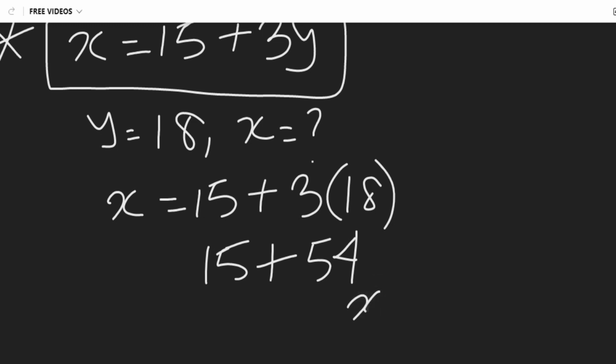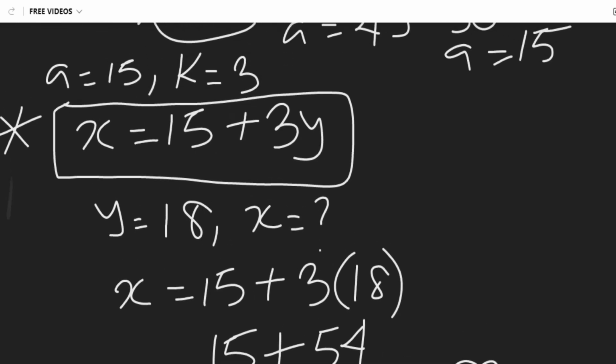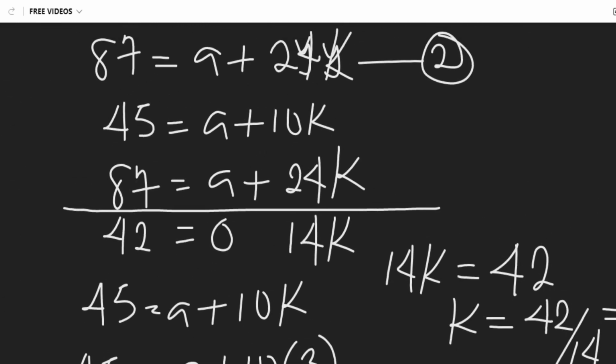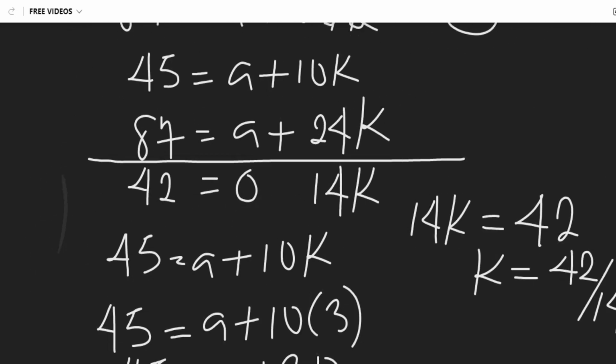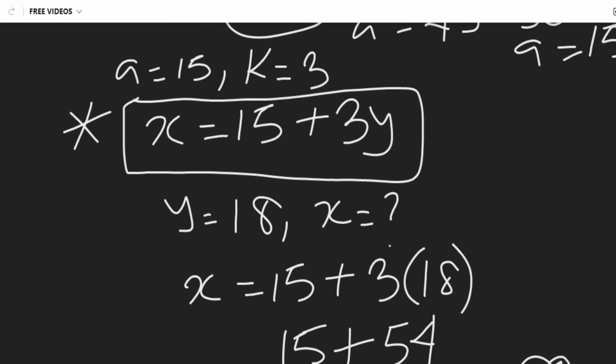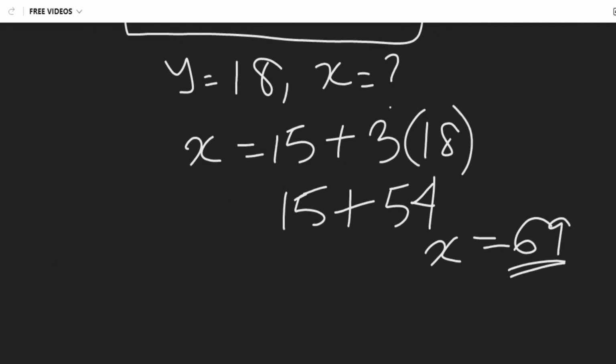So our x will be equal to 15 plus 54. That will give us 69. So the value for x is equal to 69. Now, this is a typical example of a question in partial variation. We're now going to consider another part of variation, and we are going to look at another similar question.